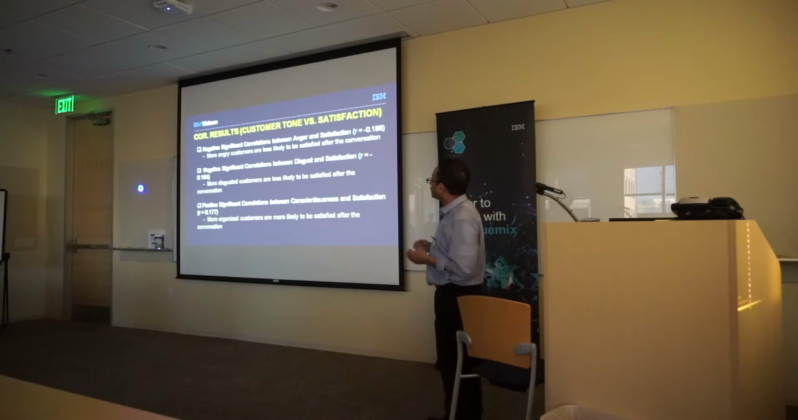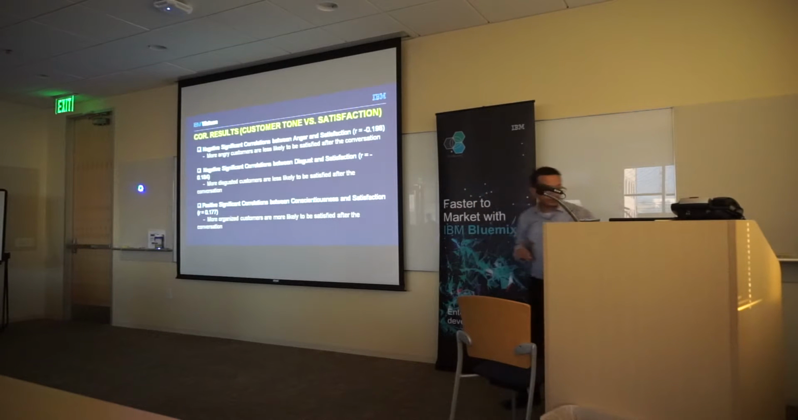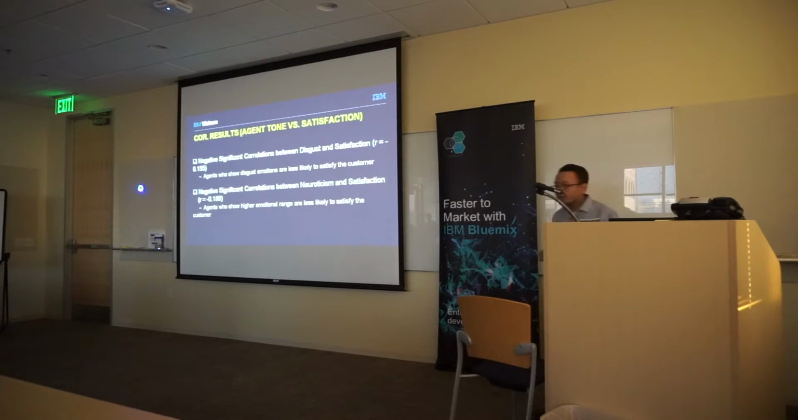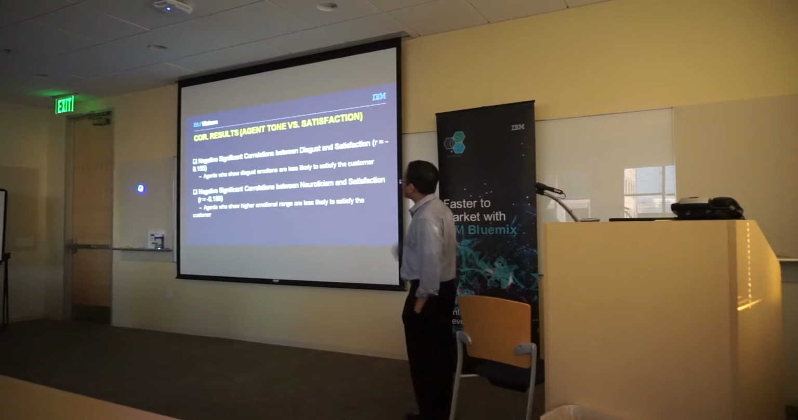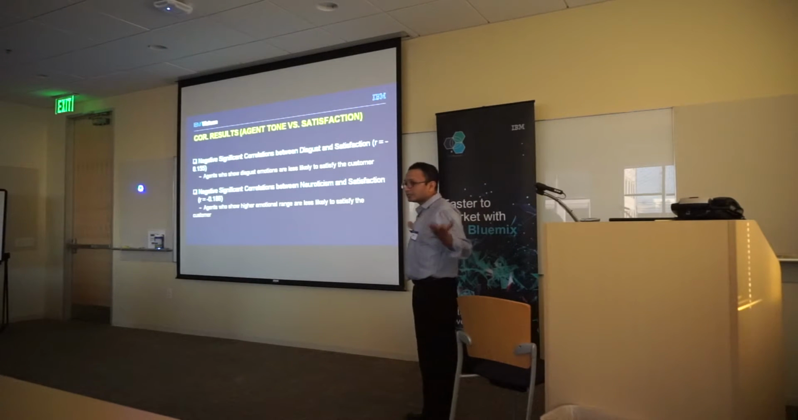There is a negative significant correlation between disgust tone from customer's text and satisfaction. So if a customer expresses disgust, they are unlikely to be satisfied. There is a positive significant correlation between conscientiousness and satisfaction. Correlation result between agent tone and satisfaction: we found that if the agent expresses disgust, as our intuition follows, it is very unlikely that the customer will be happy. We also discovered this when we computed the tone from the agent's text.